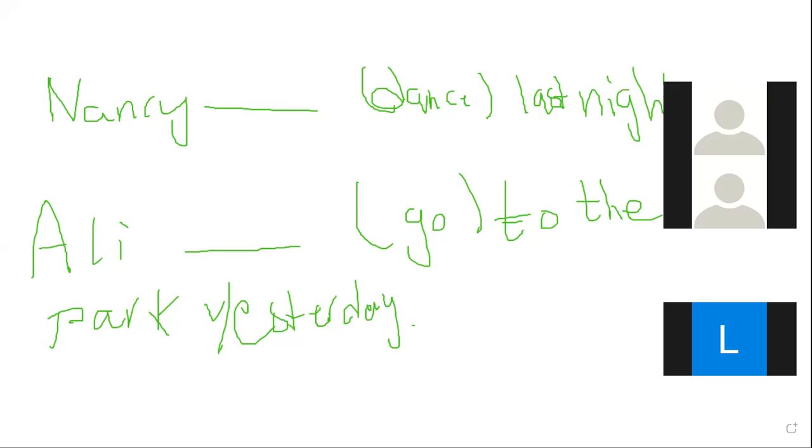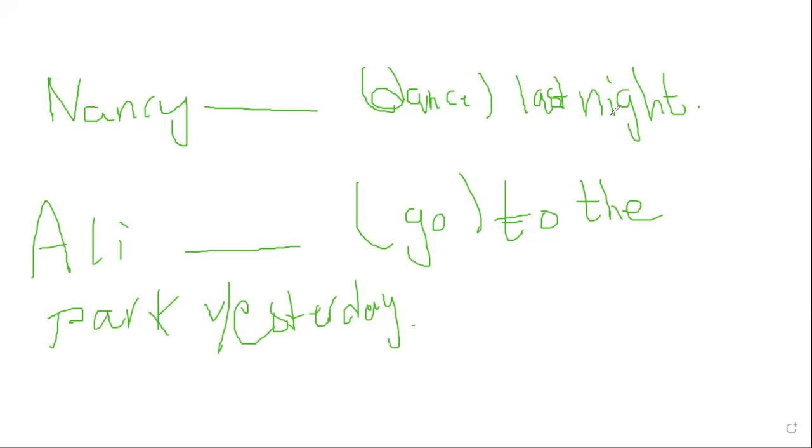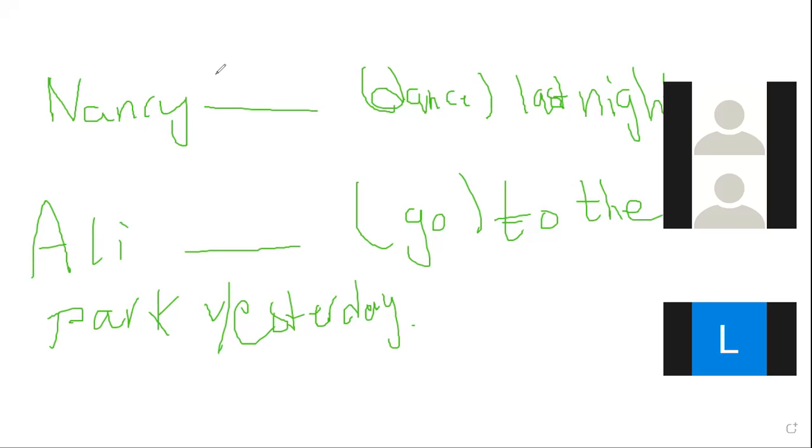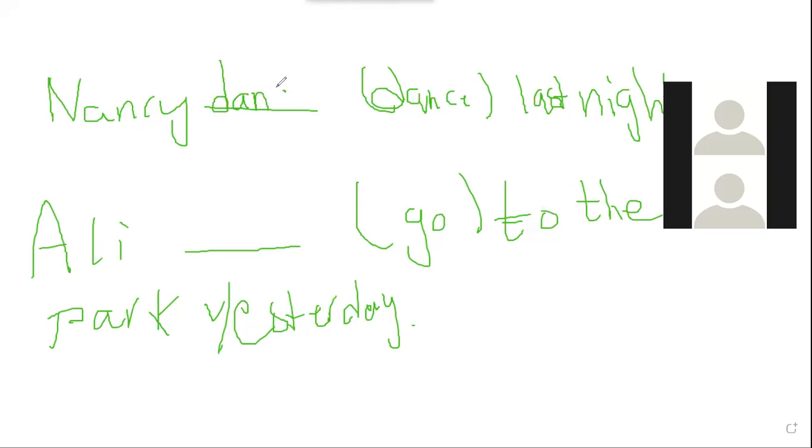Dances? No, in the past, not in the simple present tense. We said last night. In the simple past. So we say, okay, Nancy, she danced. Yes, we have to add ed for the verb in the simple past tense. Since dance is a regular verb, we have to add ed. But dance already ends with e, so I have to cross it out. Then I add ed. This is a regular verb. Thank you.